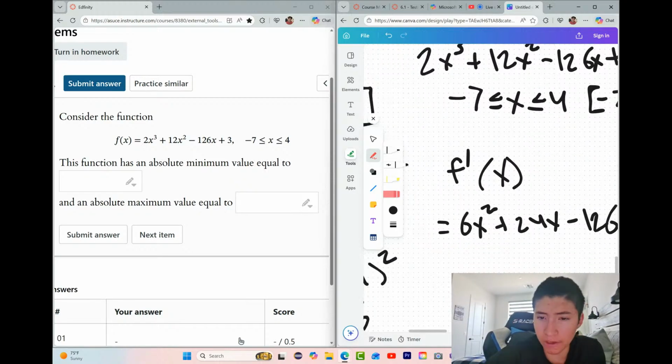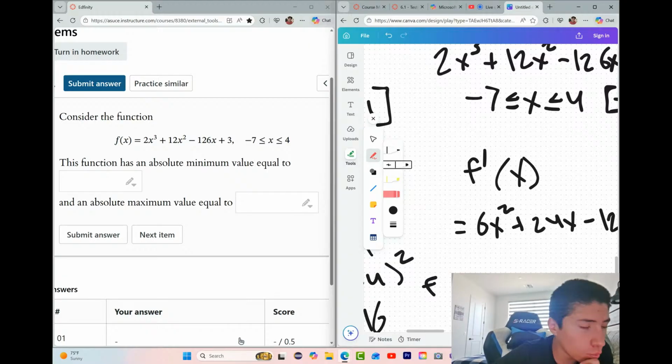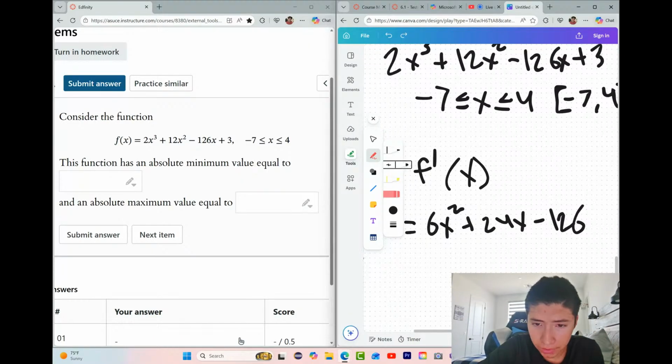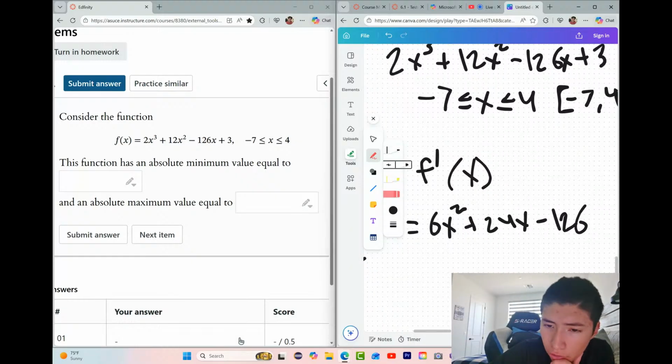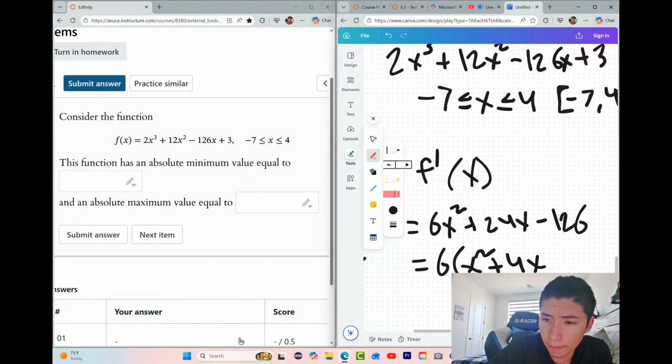Cool. So let's evaluate. What do we evaluate? Oh, I'm sorry. Let's make this equal to 0 for a second. When does this all equal 0? Now it's a good time to simplify. So we have x squared plus 4x minus, I don't know, 21? I think 21, right? Yeah.